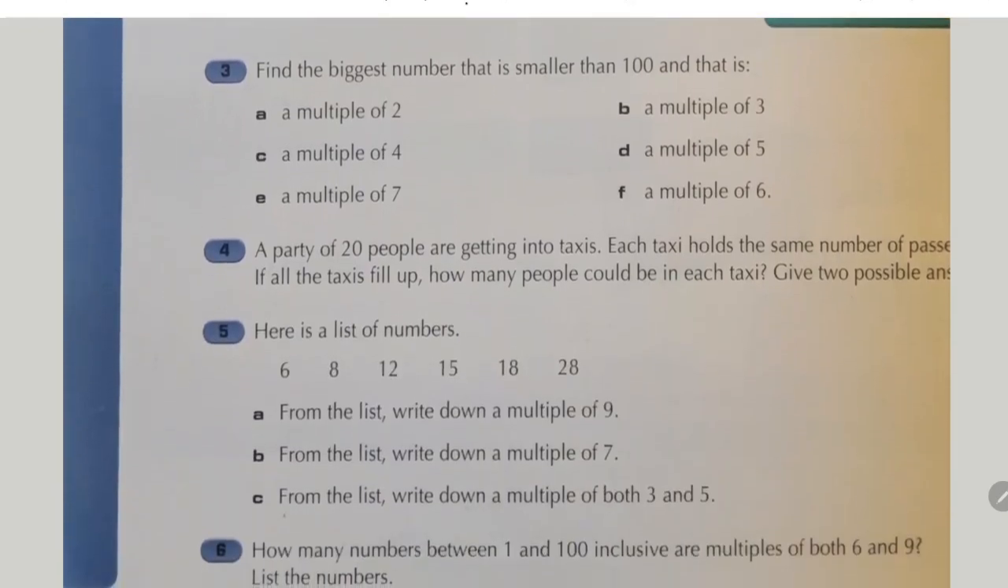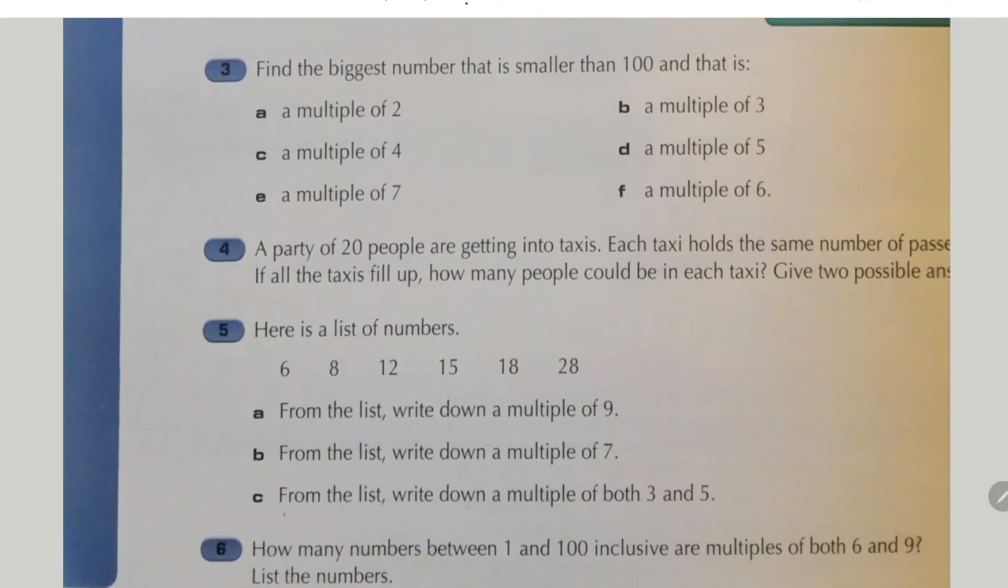Now, the next one is to find the biggest number that is smaller than 100 and is a multiple of 2. So you need to go through the times table of 2, or you need to find a multiple of 2 which is smaller than 100 but biggest in that series.